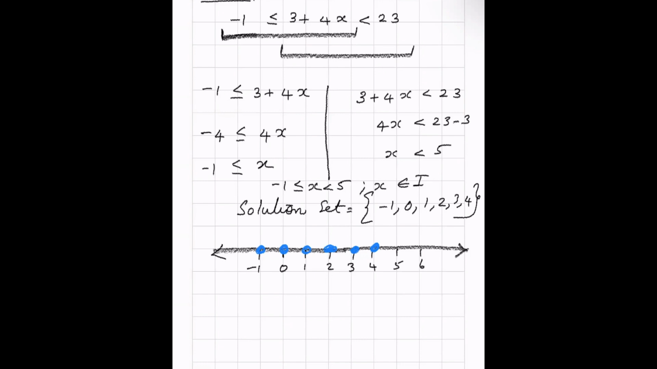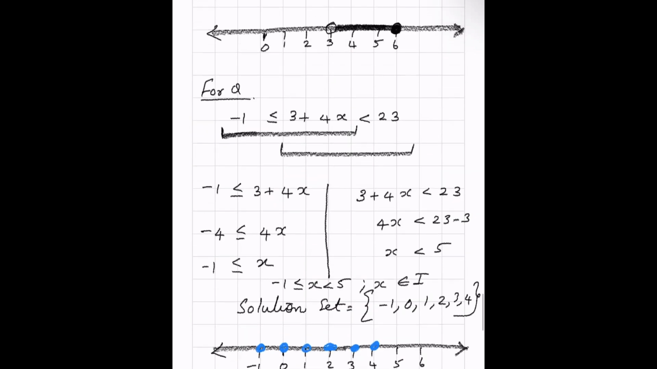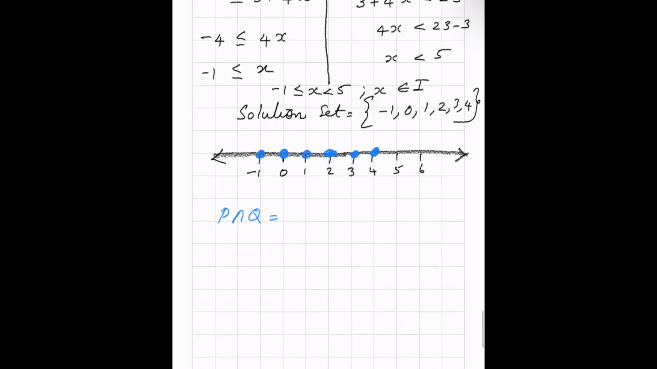Now comes our P intersection Q. What is P intersection Q? Look for P and Q. What was our P? P was real numbers, 3 less than x less than or equal to 6, right? Basically, this intersected with -1, 0, 1, 2, 3, 4.